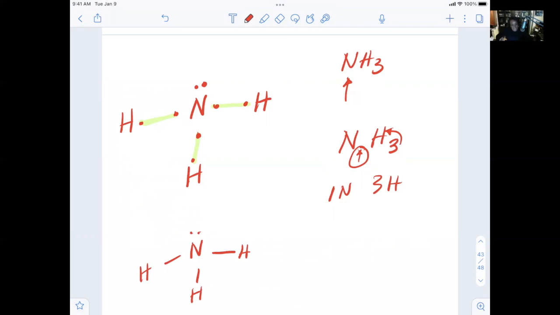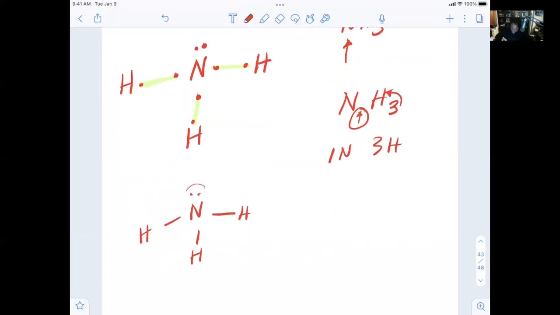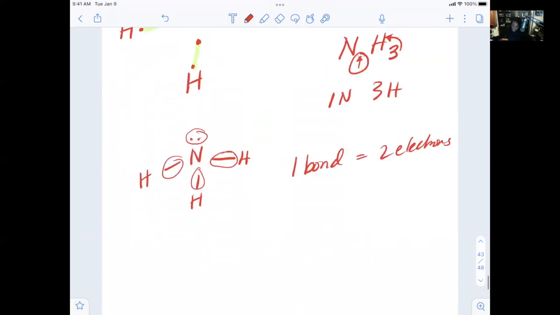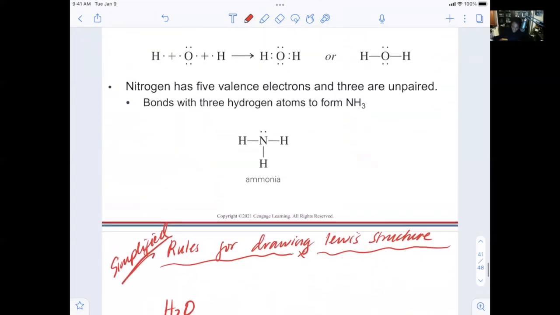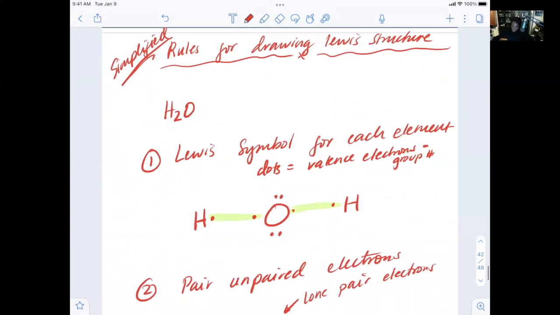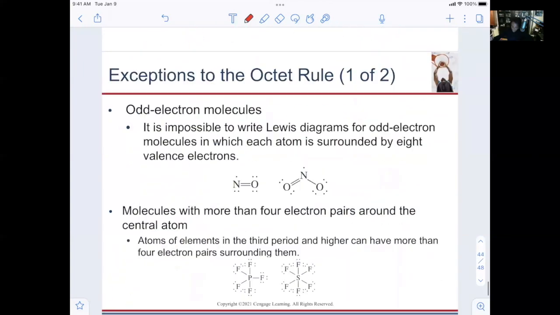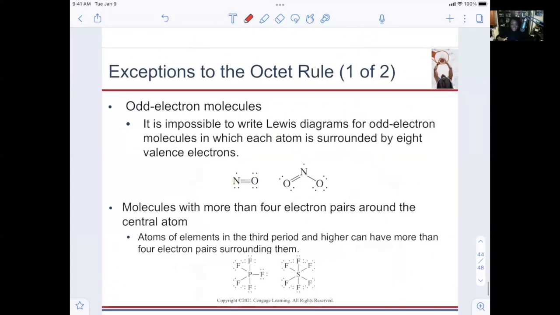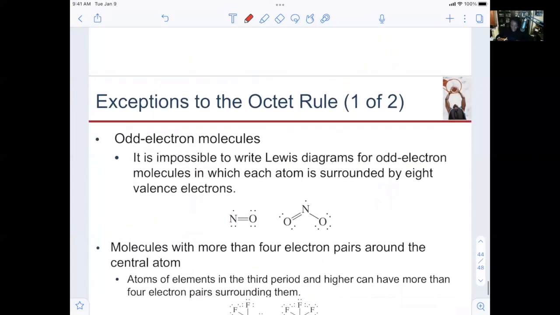Okay? So you can see that the nitrogen in the middle is surrounded by 8 electrons, right? 2 here, 2 here, 2 here, 2 here. 1 bond equals 2 electrons. I hope you can see that, right? Okay. What else? Did I cover this pretty much? Yes, right there. Done. Moving on to exceptions to the octet rule.